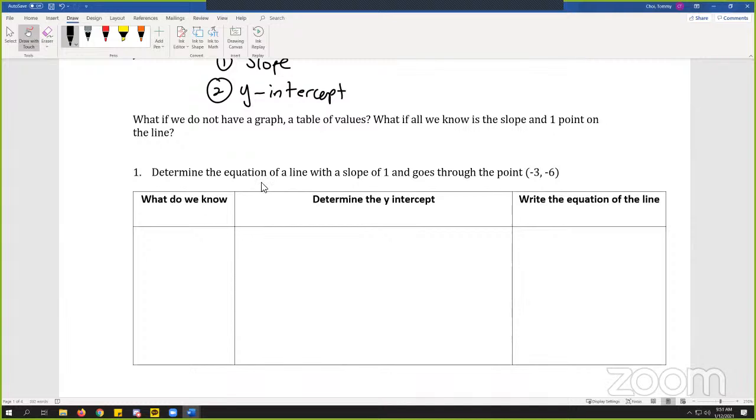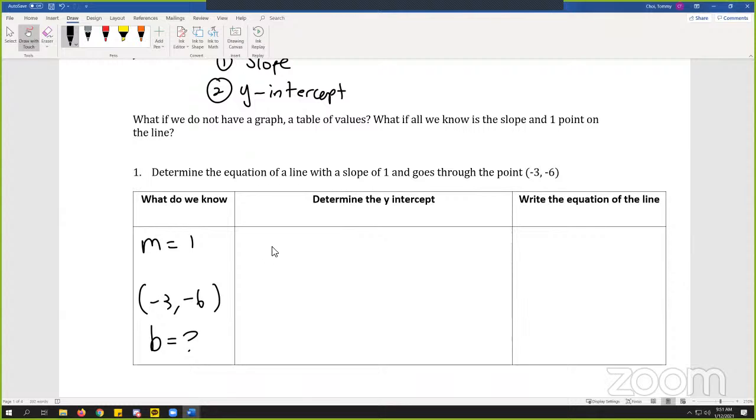It says, number 1, find the equation of the line with a slope of 1, and it goes through this point. And when it says that it goes through the point, that means that point is on the line. Okay? So what we know is that m is equal to 1, and the point on the line is -3, -6. The thing that we're missing is the y-intercept. We don't know the y-intercept. We don't have it. So whenever you don't have something, you should be able to solve it.